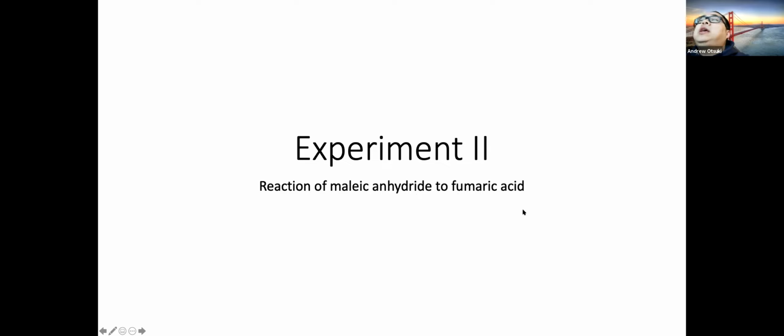With that out of the way, let's go over this week's experiment. This week we are doing experiment 2, reaction of maleic anhydride to fumaric acid. This is going to introduce some concepts about these two acids, how maleic acid and fumaric acid are related, and how we can use melting point to determine the purity of the product that we get at the end.